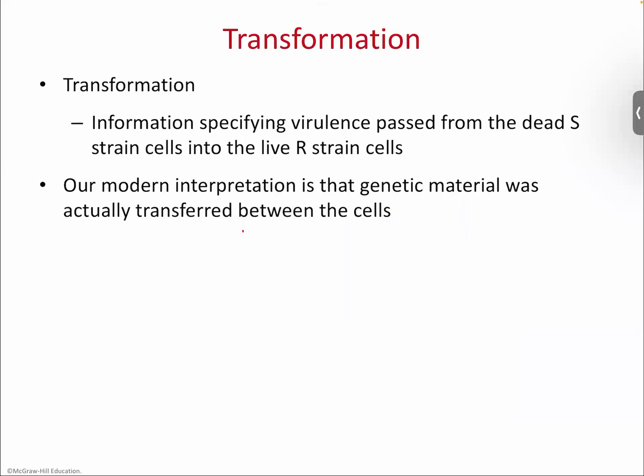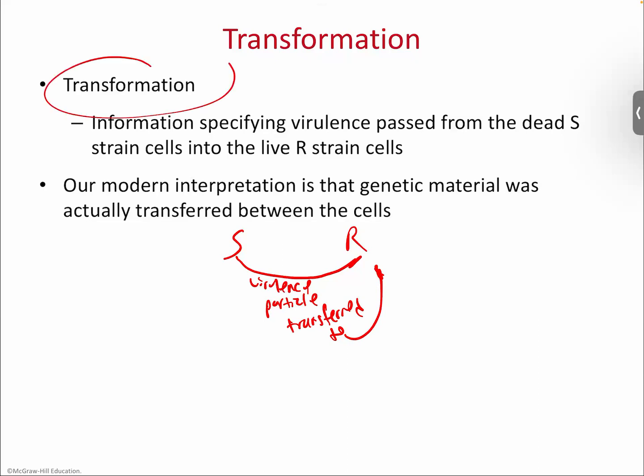So what he saw was that in the last group of mice, with the heat-killed S strain going to the R strain that's alive, he said, there's something in there. There's some sort of a virulence particle inside the S strain cells that somehow is being transferred from the S strain to the R strain. Why? Because you can see the virulence being transferred. This process we call transformation.